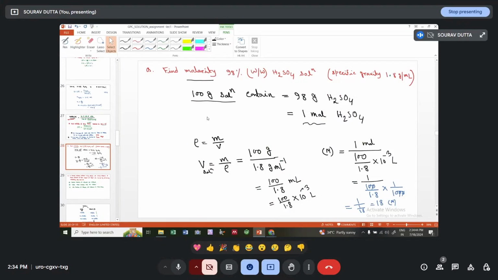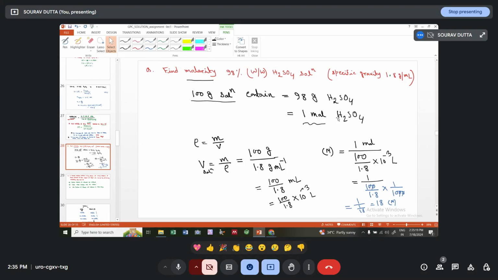And the last question, that was from my previous class: find the molarity of 98% W by W (weight by weight) sulfuric acid solution with specific gravity 1.8 gram per ml. Specific gravity is given to you. It is basically the density of the solution. So 98% W by W means 100 gram of solution contains 98 gram of sulfuric acid, and we know the molecular weight of sulfuric acid is 98. So 98 gram sulfuric acid means 1 mole of sulfuric acid.